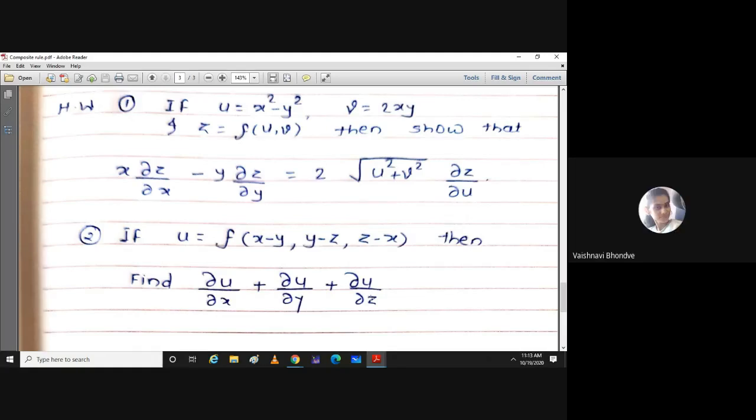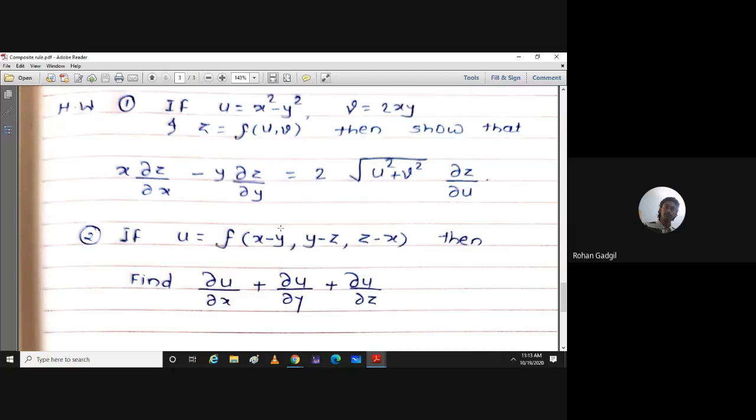So we can write x minus y as some other variable and then create a flowchart. x minus y will be r, y minus z will be s, and z minus x will be some t. So then there'll be a flowchart going from u to r, s, t, and then again each of them will be functions of x, y, y, z, and z, x. Yeah, very good. Good. Did you understand? Others? Yes, sir.